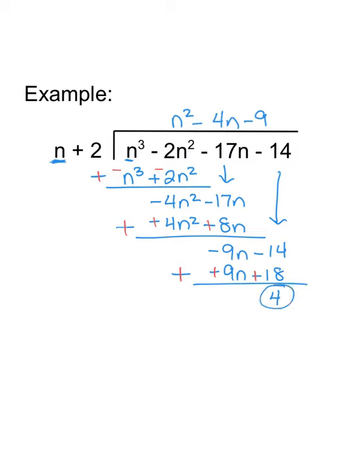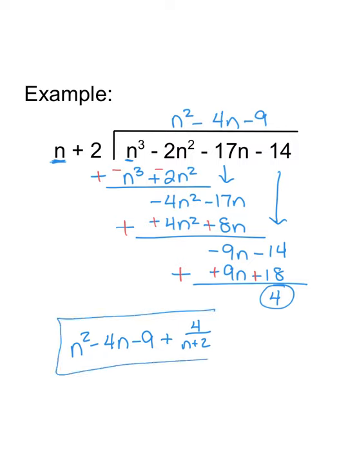So my answer becomes what I actually wrote on the top. And then since that's a positive 4, I write plus 4 over n plus 2. So this is my final answer. And don't forget, this part here tells me what my remainder is.